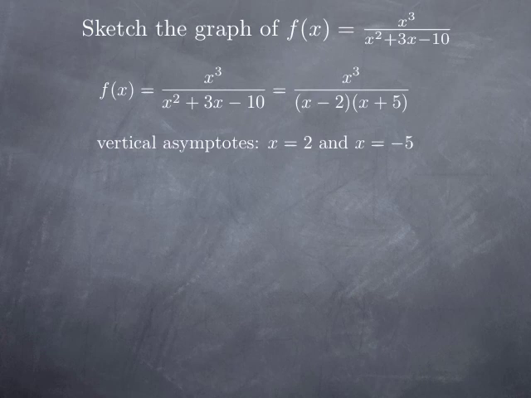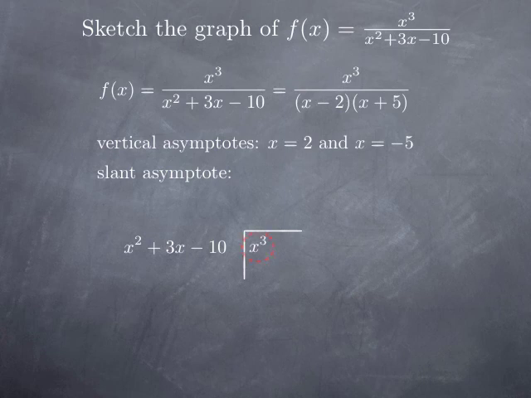On the other hand, f is of the form of a polynomial of degree 3 divided by a polynomial of degree 2. We know that in that case, when the top is of degree 1 more than the bottom, we have a slant asymptote. So we are looking for the slant asymptote by long division. Specifically, we divide x cubed by x squared plus 3x minus 10.